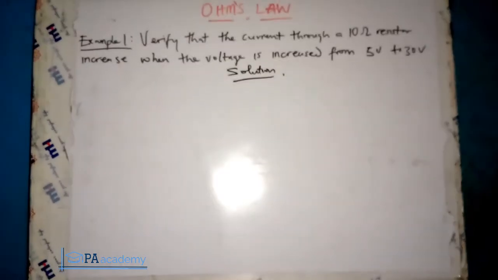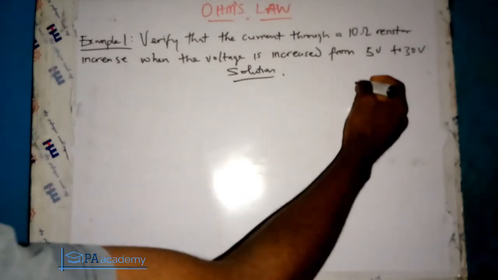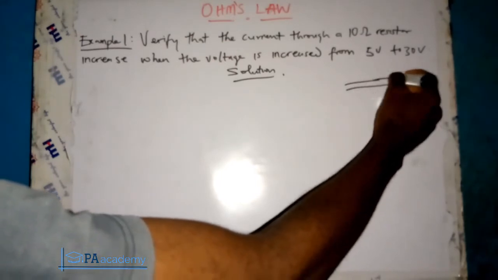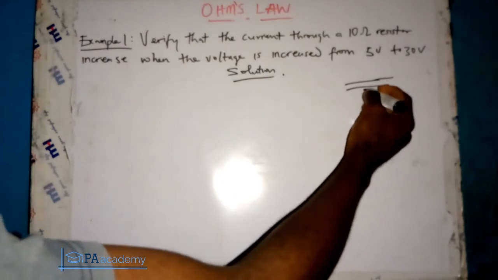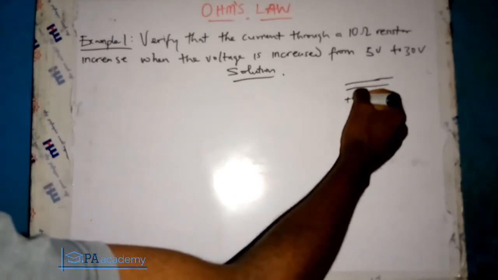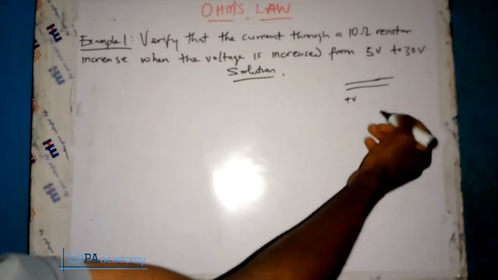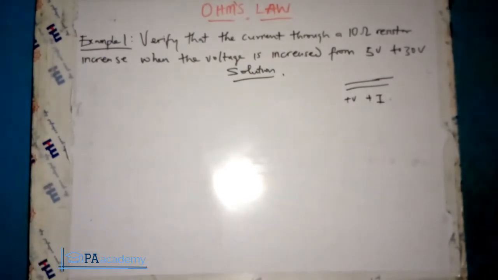If you remember Ohm's law, the current passing through a metallic conductor, e.g. a wire, is directly proportional to the potential difference across it, provided that the temperature and other physical conditions are kept constant. So basically, like I explained earlier, if this is a wire and we have an increase in the voltage across this wire, then definitely we are going to have an increase in current. And that's what this question is saying.